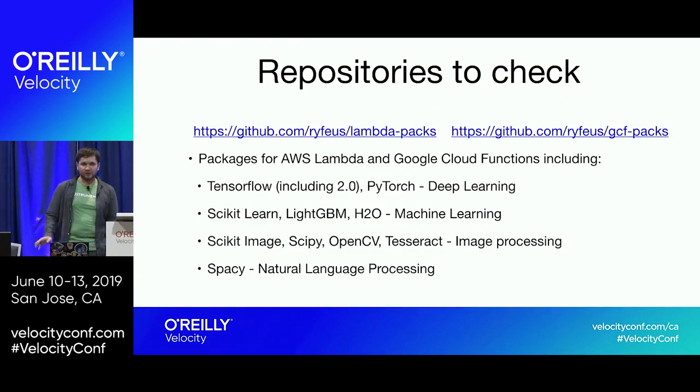Basically, there are two main repositories here. One with packages for Lambda, one with packages for Google Cloud Functions. It has deep learning packages, even beta TensorFlow 2.0. It has LightGBM, H2O if you need something for machine learning. It has a lot of processing libraries and spaCy for natural language processing if you need it.